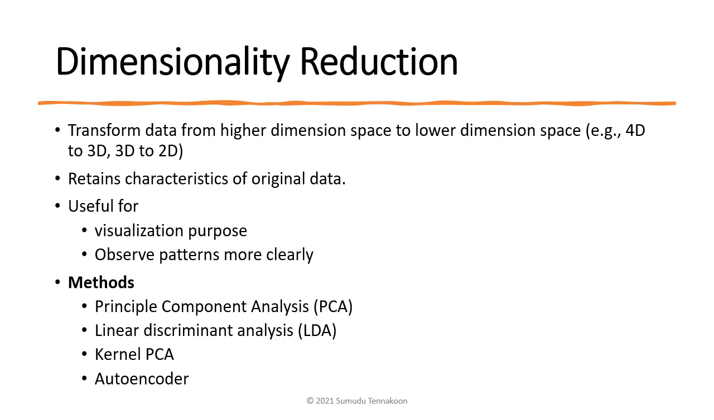So it retains characteristics of the original data, but your dimensions will be reduced. It is useful for data visualization purposes and to observe patterns more clearly. The techniques you can use for dimensional reduction are principal component analysis, linear discriminant analysis, kernel PCA, and autoencoders. Autoencoders are a deep learning technique. If you want to read more, you can read along these topics. You will find a lot of interesting videos on YouTube.